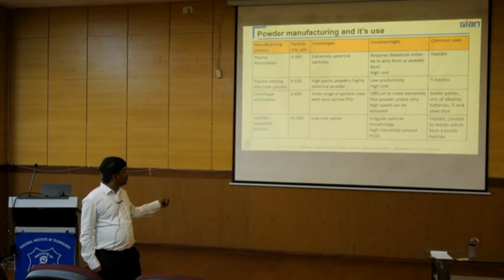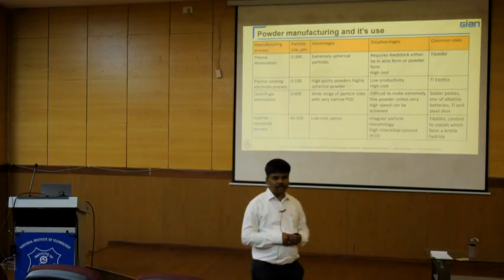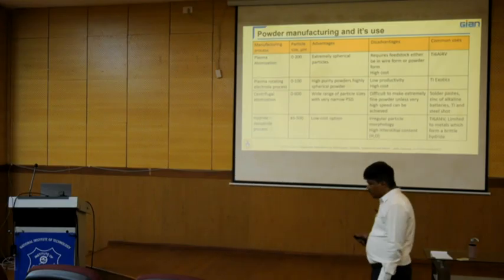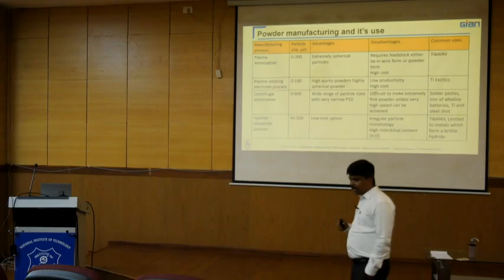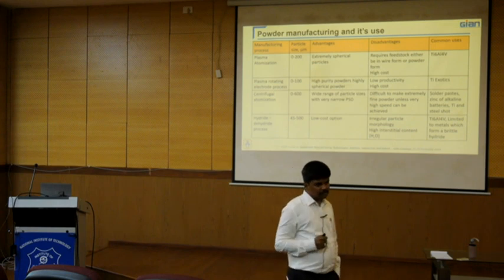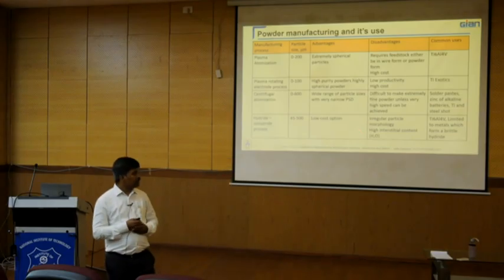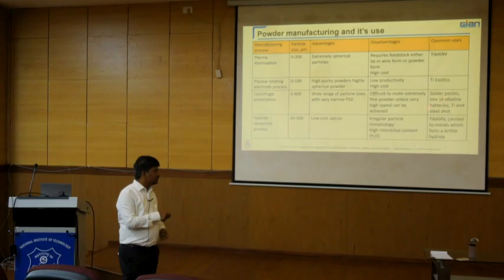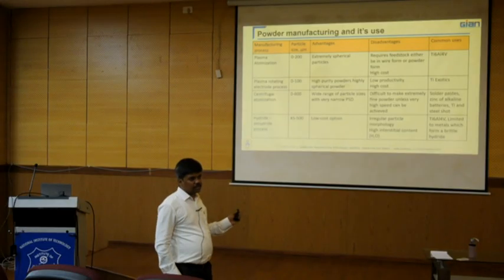And another one I told you about, the hydrogenation and dehydrogenation process, gives 45 to 500 micron particle size distributions, and it is a low cost option. We can get it at very minimal cost, but it gives irregular powder particles with high interstitial content of hydrogen or oxygen, because, as the name itself defines, hydrogenation and dehydrogenation contaminates the powder with hydrogen or oxygen. This is limited to metals which are more brittle in nature, and we can especially use it for titanium also.